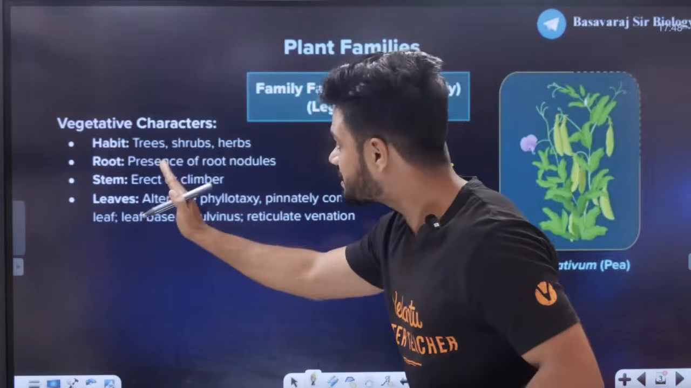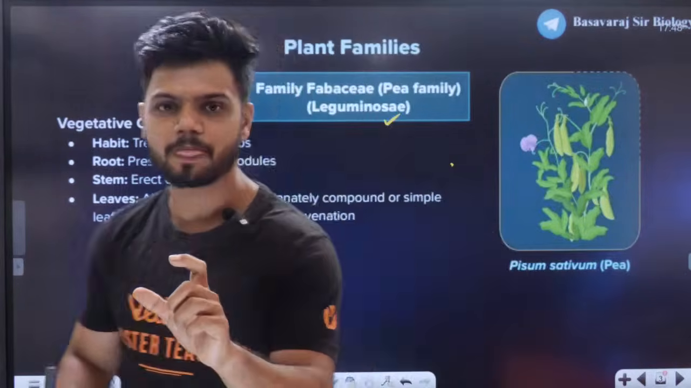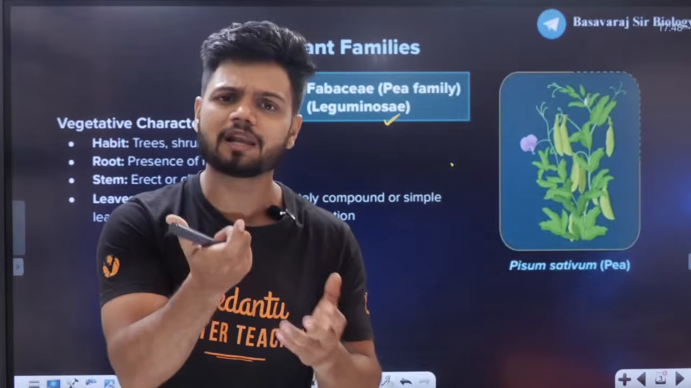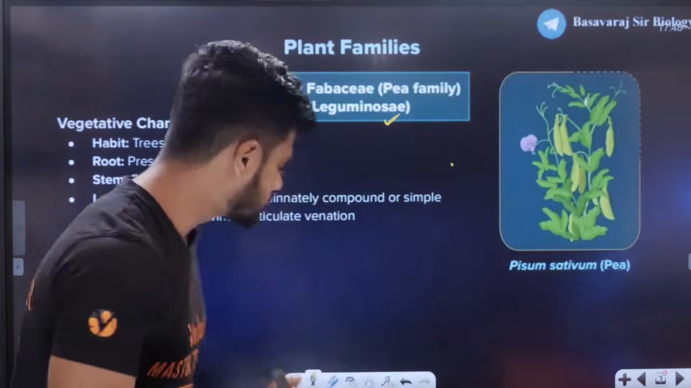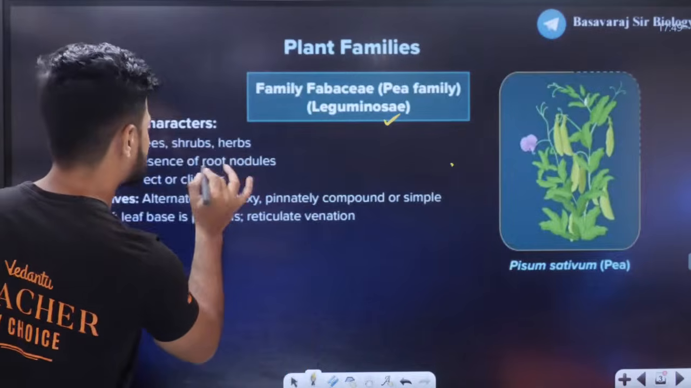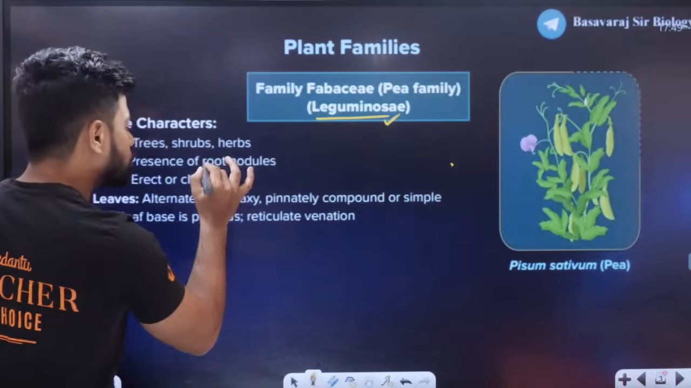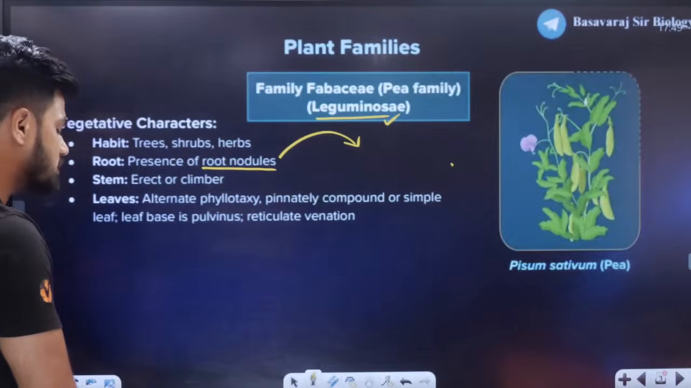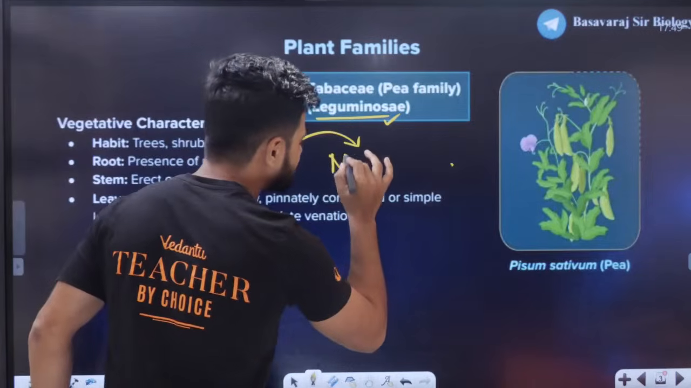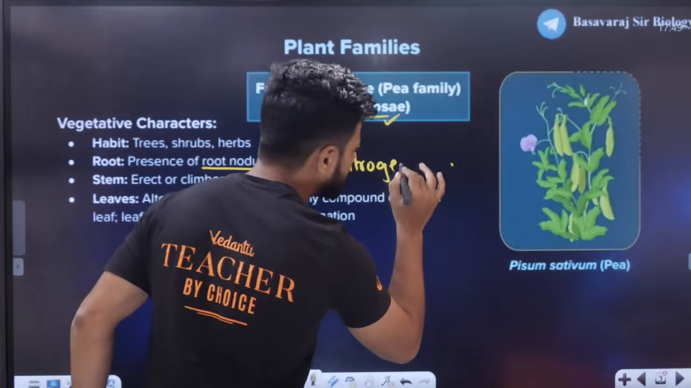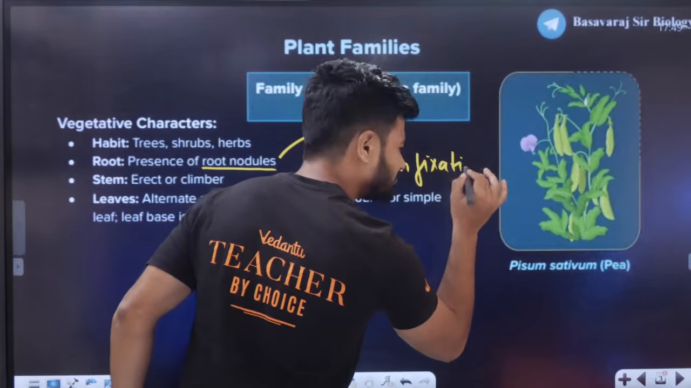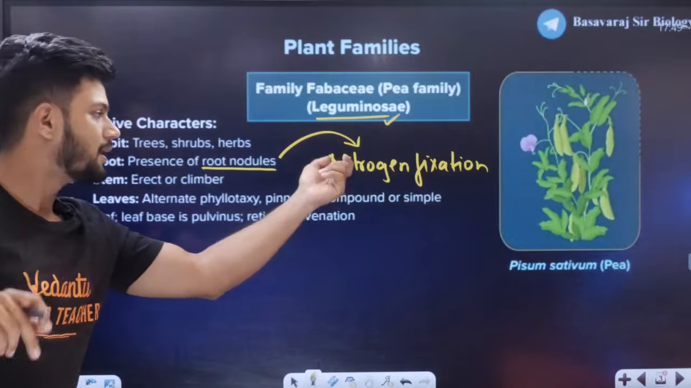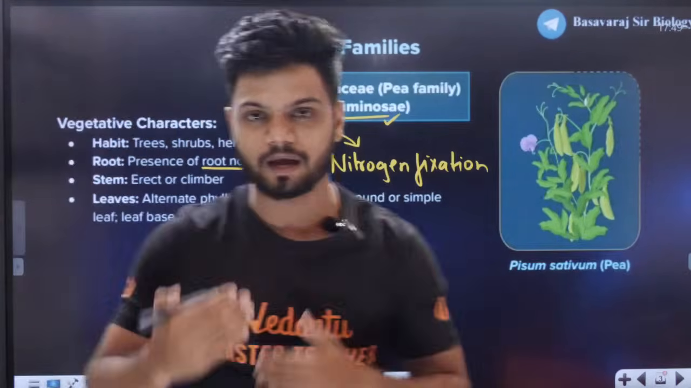Okay. Presence of root nodules. Students, tell me, haven't you been studying since class 10th that leguminous plants have root nodules? Tell me, everyone in the chat, that in the roots of leguminous plants there are root nodules, and with the help of these root nodules, plants can do nitrogen fixation. So this point is very important. All of you, type nitrogen fixation in the chat. I want everyone to be active today.